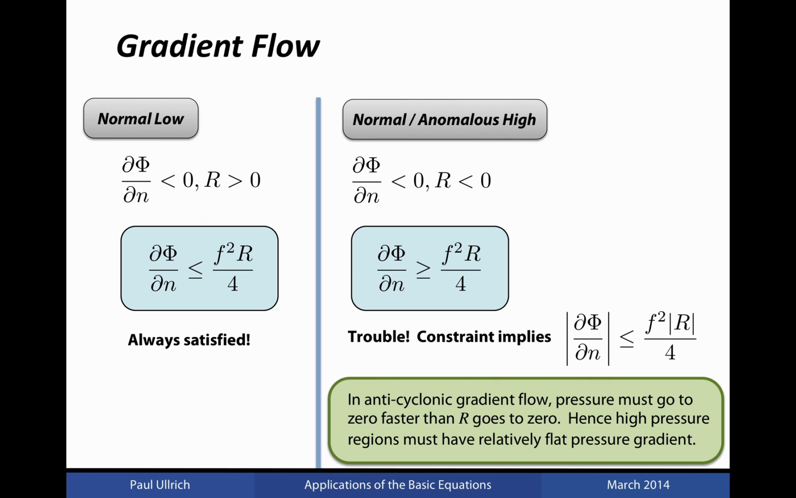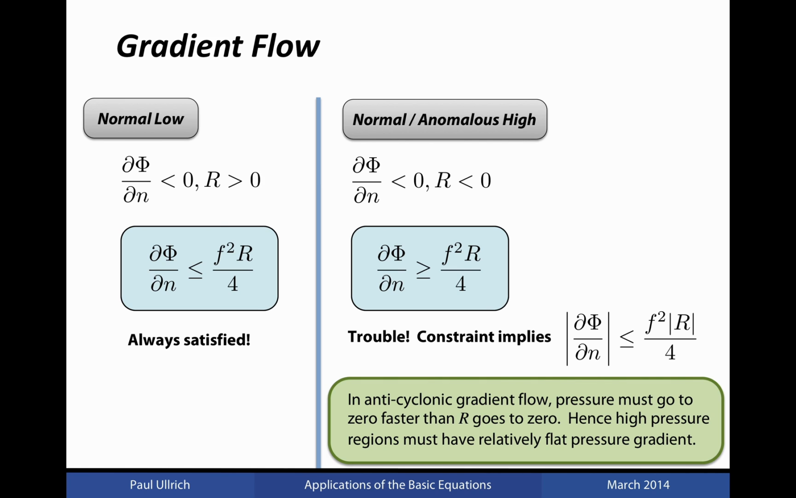In the case of a normal or anomalous high, both terms are negative, and so we actually have a constraint that then arises on the pressure gradient field in terms of the radius of curvature in order to maintain a steady flow. In fact, this constraint implies the absolute value of the derivative of the geopotential height field in the normal direction must be less than or equal to f squared times the absolute value of the radius of curvature divided by 4.